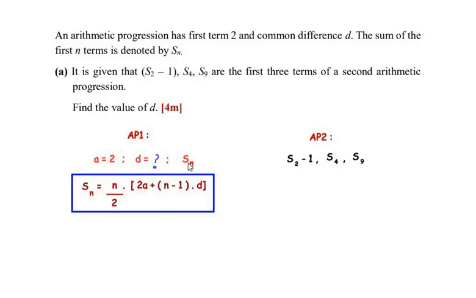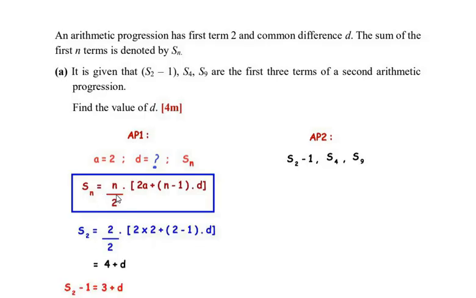Now we know that the formula for the sum of the first n terms of an AP is n over 2 times 2a plus n minus 1 times d, where n represents the number of terms, a is the first term of the sequence, and d is the common difference. Now using the terms of the second arithmetic progression, let us find the values of S2, S4 and S9 for the first arithmetic progression.